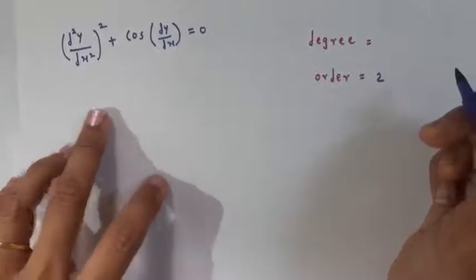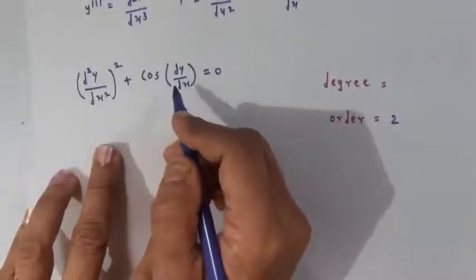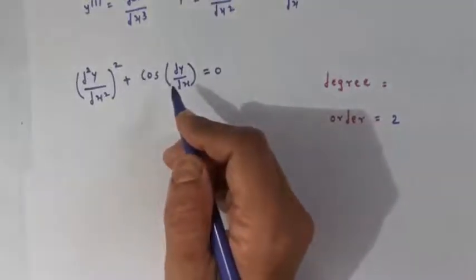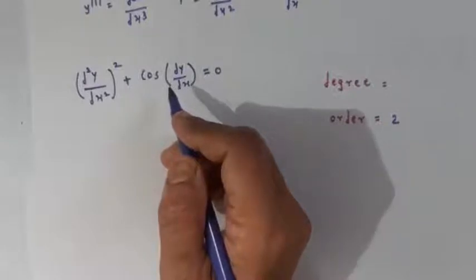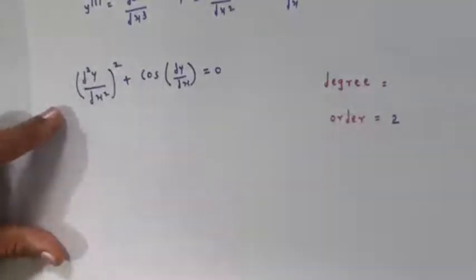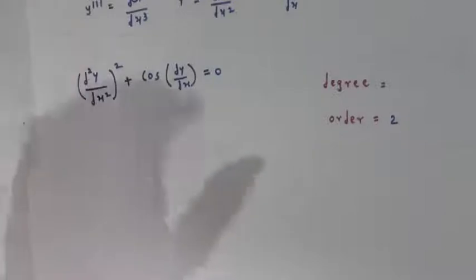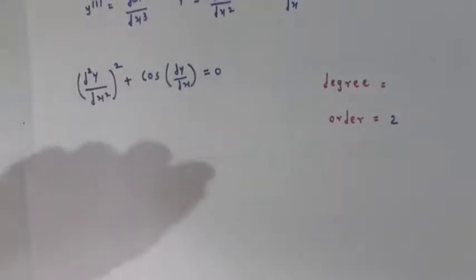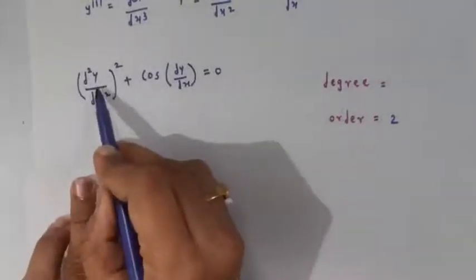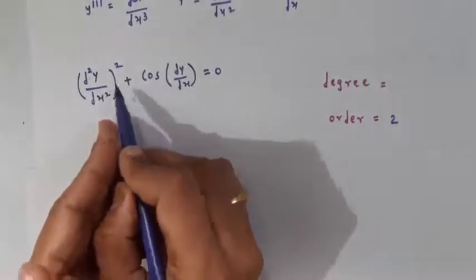But students, the degree of the differential equation we can't define here, okay? Because the given differential equation cannot be expressed as a polynomial function. If the differential equation can be expressed in the form of a polynomial function, then we can find out its order and degree. Here in this differential equation d2y by dx square, the order is 2.